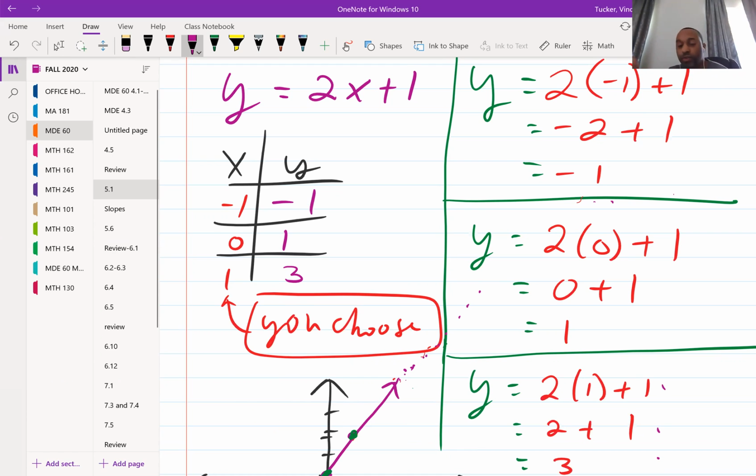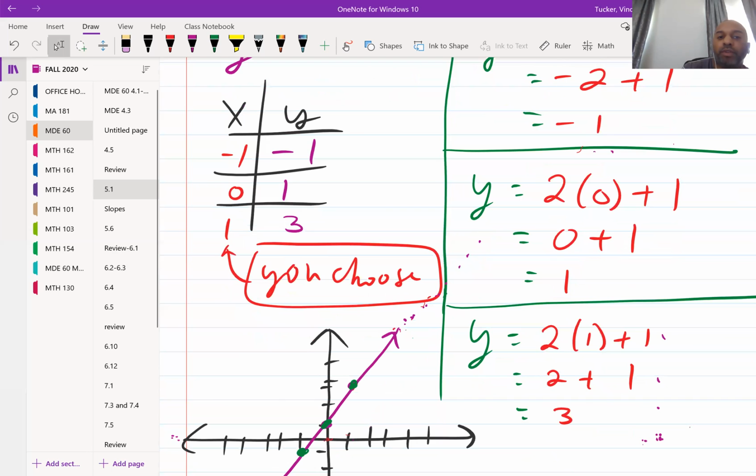Once again, you choose those x values. I'll show you in a second why it doesn't matter what x values you choose. As long as you calculate correctly, you'll still get the same line. All right.